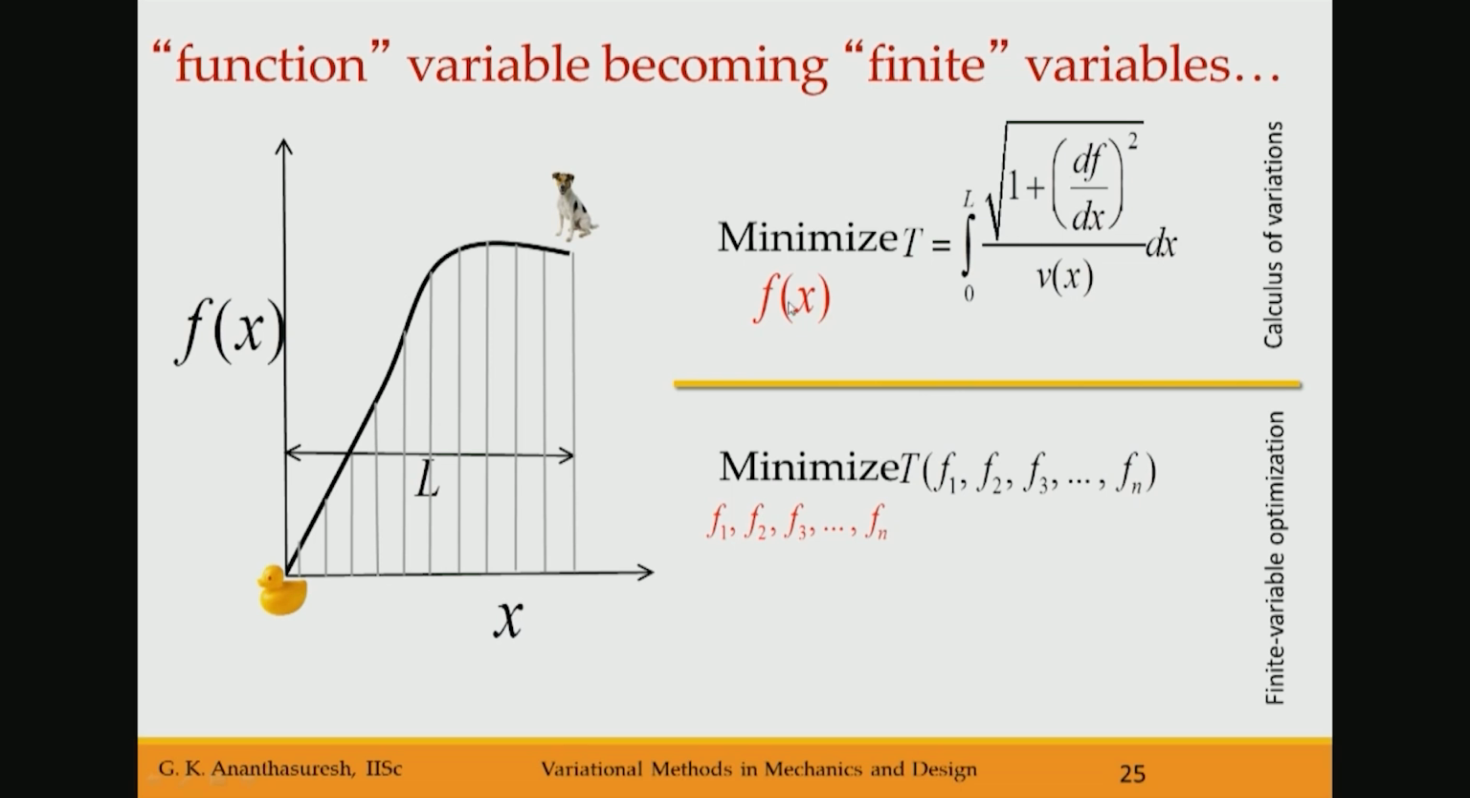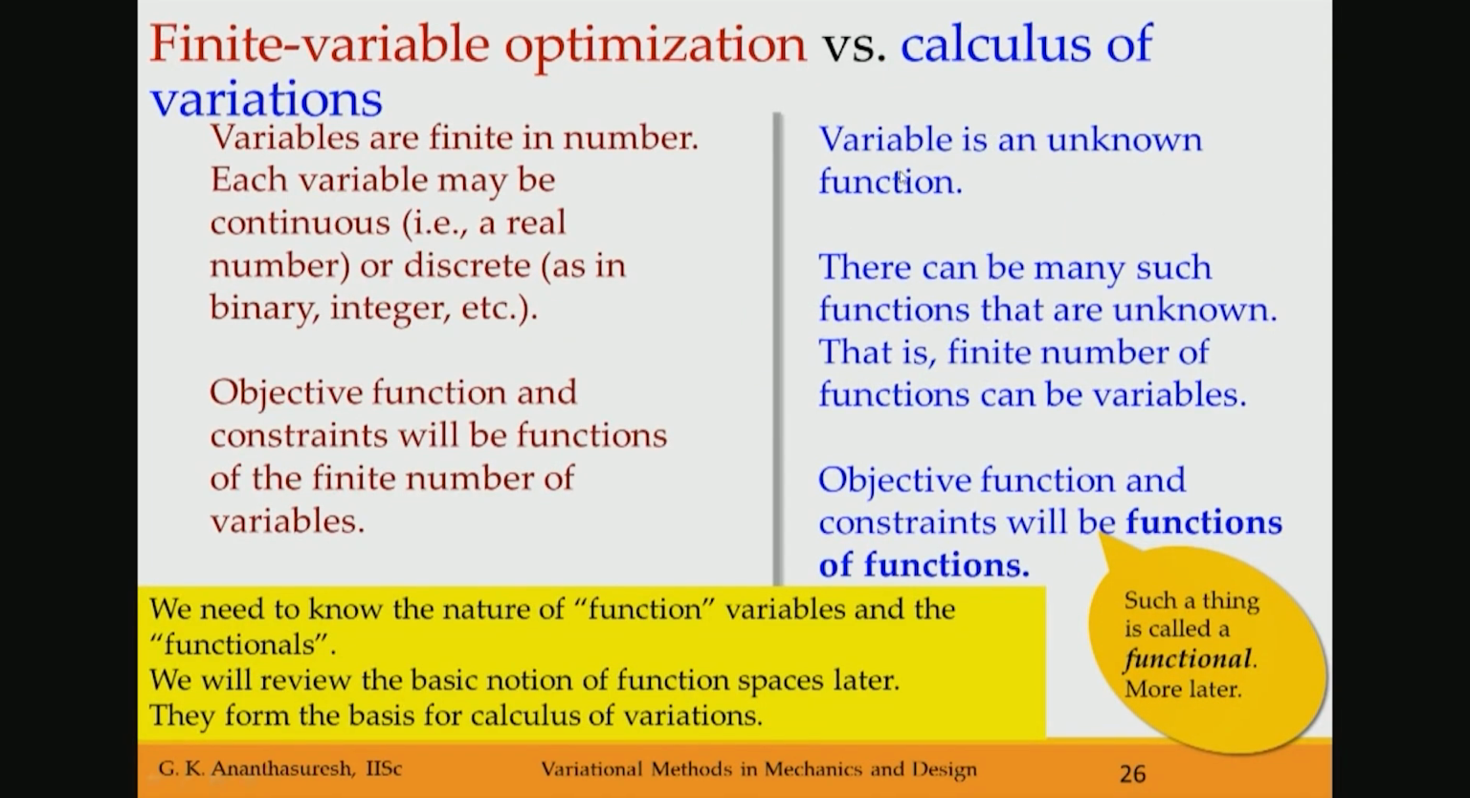Just like here the objective function T is a function of f of x, here the objective function T is a function of this finite set of variables. This is normal optimization, what we call finite variable optimization. This is calculus of variations. So, let us look at the similarities and differences. In finite variable optimization, you have variables that are finite in number, that is a few of them, 1, 2 up to n. Each variable may be continuous, a real number or a complex number, or from a discrete set of values like binary, integers or whatever.